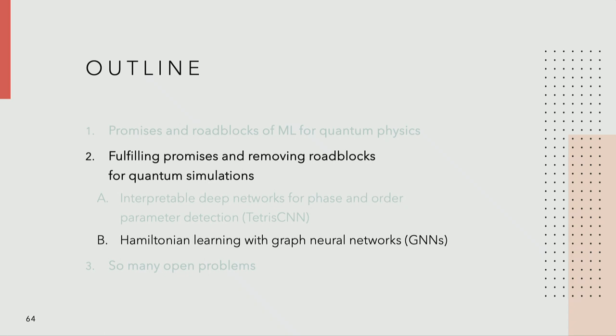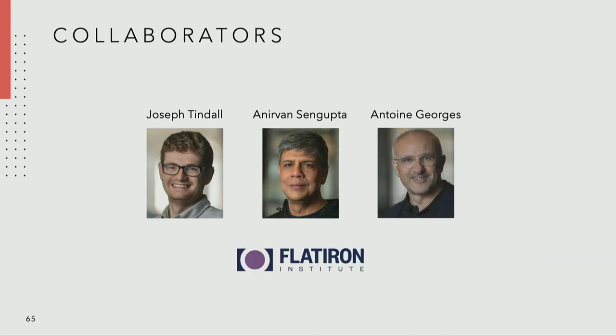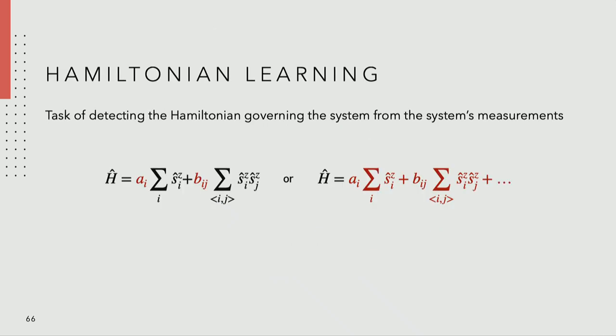So the second thing I'd like to show you is basically how we address the Hamiltonian learning problem with neural networks. And this is a project done in collaboration with Joey Tyndall, Anirvan, and Antoine. And let me remind you what the task is. Hamiltonian learning is the task of identifying the Hamiltonian governing the system from the system's measurements.